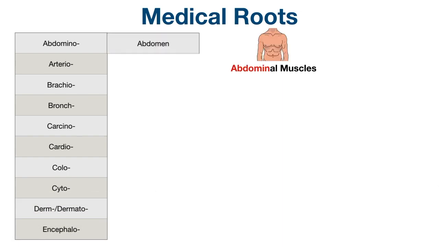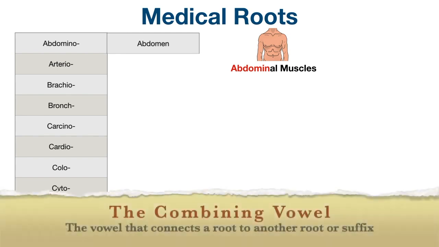It's easy to remember, just think of abdominal muscles, and this will help you remember abdomino refers to abdomen. As we go through the roots, you'll see most of them are listed in the table as ending in the letter O. This is to simplify the pronunciation, but just know that there might be a different vowel other than O that follows the root. The vowels are what connect the root to another root or suffix.